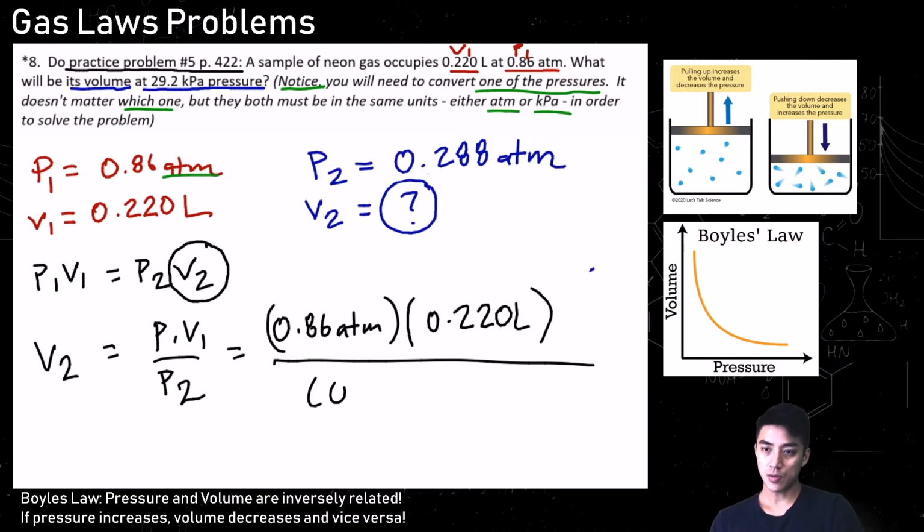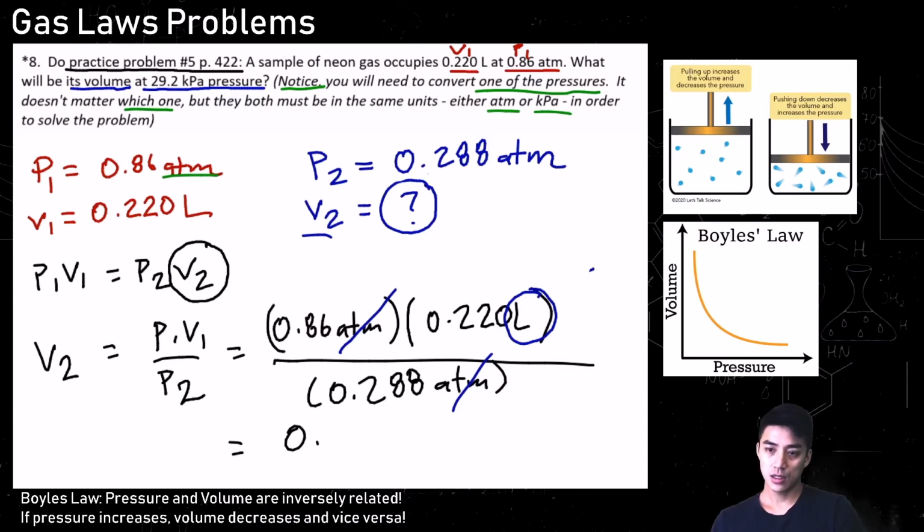And our P2 is going to be 0.288 atmospheres. So now it's apparent why we had to do that conversion at the start of the problem. So now atmospheres will cancel out, and liters is left behind. Liters is a unit of volume, so that tells us we're doing it correctly. Okay, and now solve for this expression.